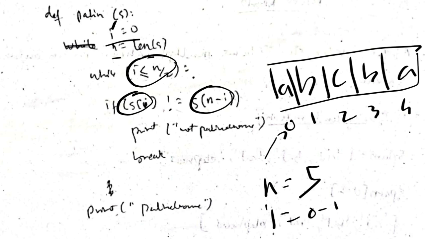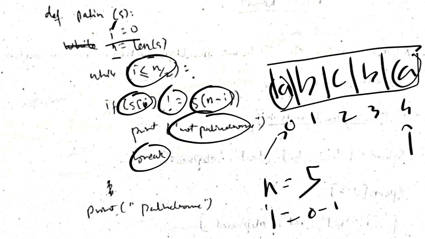Okay, because this is the index number 4. Okay, I'm checking if this is equal to this. If it's true, then I will keep continuing. If it's not true, I'll print it's not a palindrome and break. Then what I'm doing, i plus plus, I have to include i plus plus here. So i will become this one, and n minus 1 minus i.